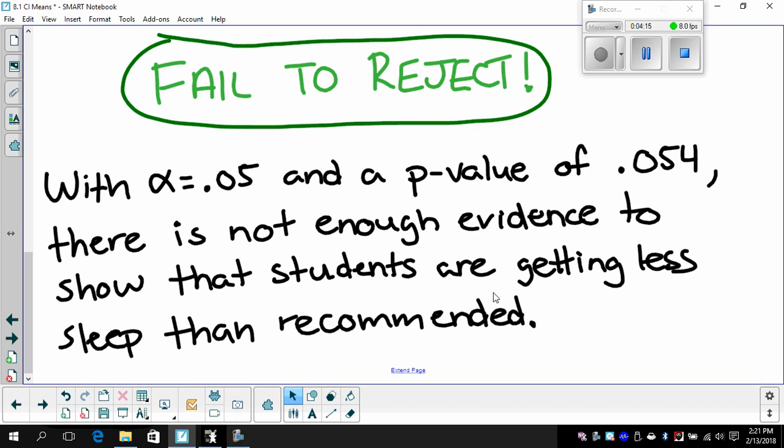Now, since they're so close, what the people performing the study would probably do is take a new sample and run this test all over again. There is not statistically significant evidence to reject, but this might make us want to try again just to make sure that we haven't made a type 2 error.